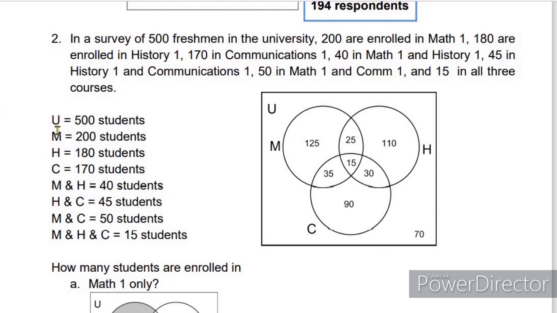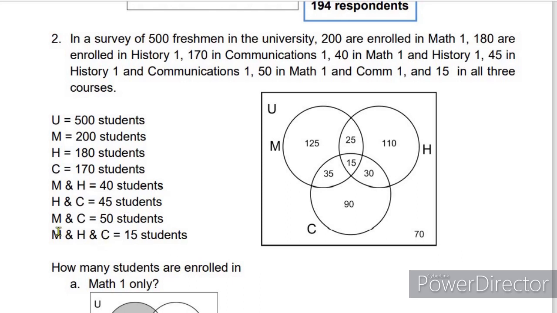So for the universal set, we will just add everything, all the numbers inside the square. So 500 students. Okay? For M, H, and C, we just add all of the numbers that belong to them. Then for M and H, there are 40 students. Why? Because for math and history, in their intersection, 25 plus 15 is equal to 40 students. Then for history and communication, in their intersection, we have 30 and 15. So it is 45 students.